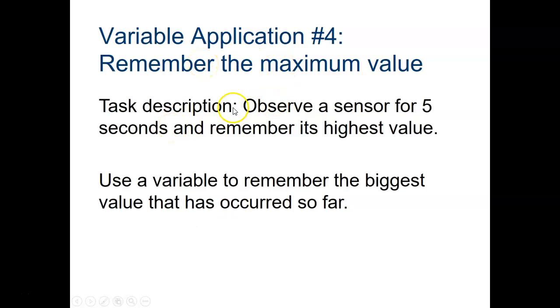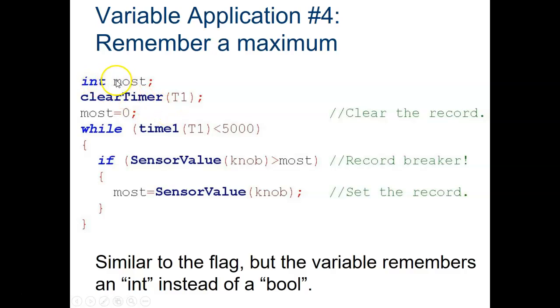Remember a maximum value. So here's the task. Observe a sensor for 5 seconds, and then remember what the biggest number was. So here we're going to make a variable, and remember, you name it something appropriate, like they're calling it the word most. So we're going to call it most, and we're going to set it equal to 0, and then we're going to clear our timer. We're going to run this code for 5 seconds, while the timer is less than 5. If they're using their potentiometer and they've called it knob, if that value is bigger than most, then set the variable most equal to whatever the sensor value is. So it's kind of like a ratchet system. If you go back down, it's not going to reassign this variable. As this thing gets higher and higher, you're adding more to it. And so you can see what the highest temperature, the highest rating, or the highest volume was.